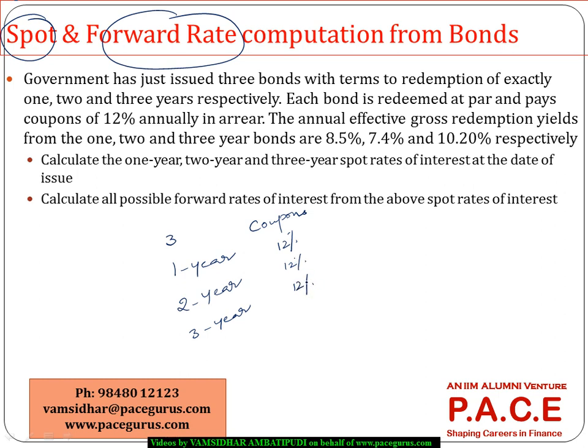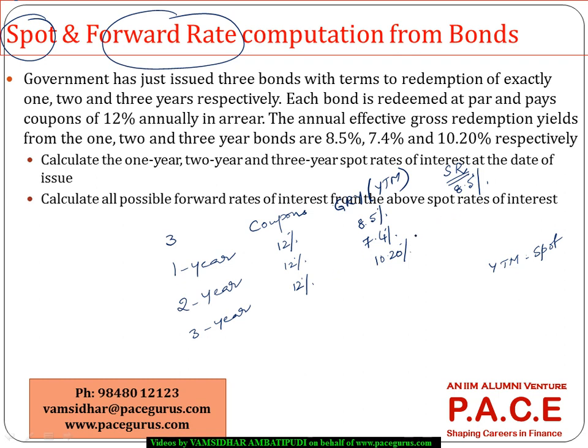Their effective gross redemption yield, or sometimes we call it yield to maturity, for these bonds is around 8.5%, 7.4%, and 10.2%. Now when I talk about the spot rate for each of the periods, for the first period we know that the YTM itself is the same as the spot rate. So for the first year, the spot rate is 8.5% itself.